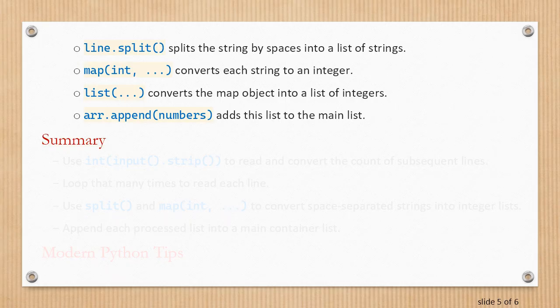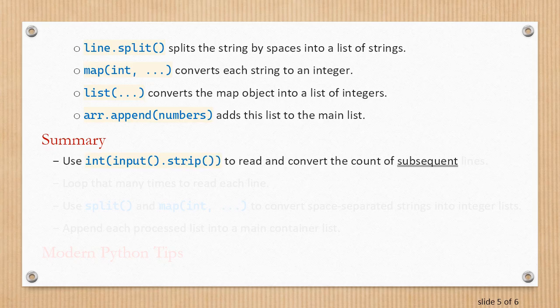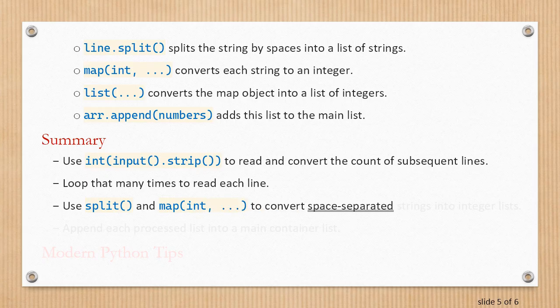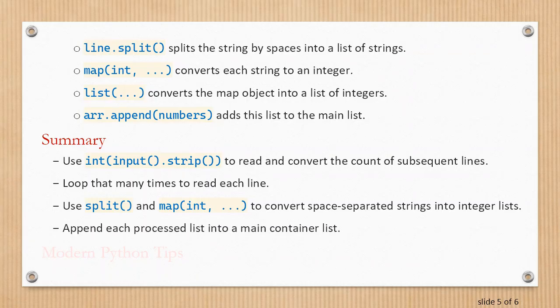Summary. Use int(input().strip()) to read and convert the count of subsequent lines. Loop that many times to read each line. Use split and map(int) to convert space-separated strings into integer lists. Append each processed list into a main container list.